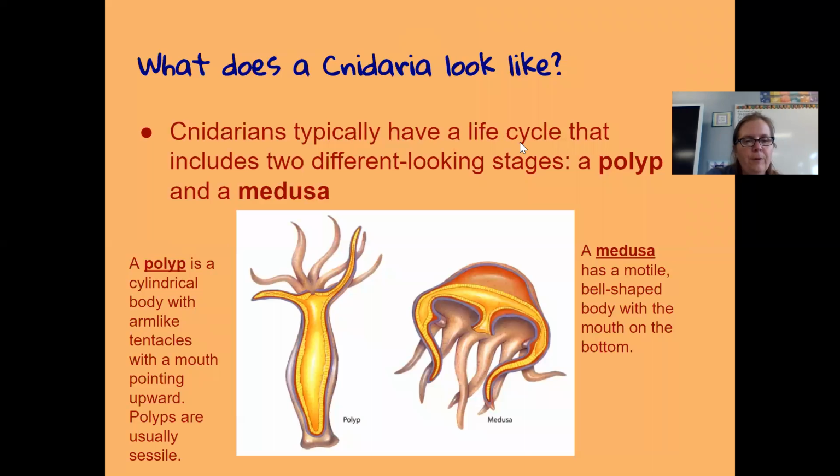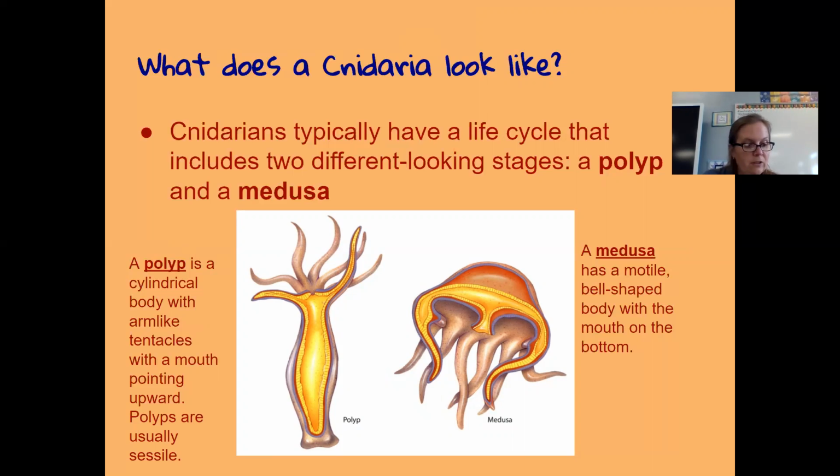Okay, so if we look at the form and function of Cnidaria, Cnidarians typically have two very different looking stages, a polyp stage and a medusa stage. And sometimes the polyp is the adult stage and sometimes the medusa is the adult stage. You're probably familiar with a jellyfish, so you know that in a jellyfish, the medusa is the adult stage.